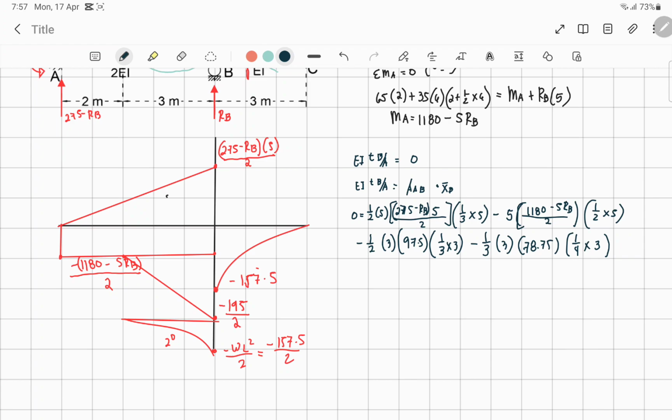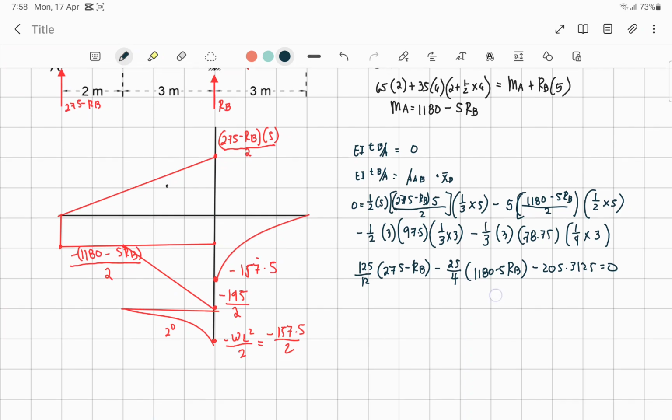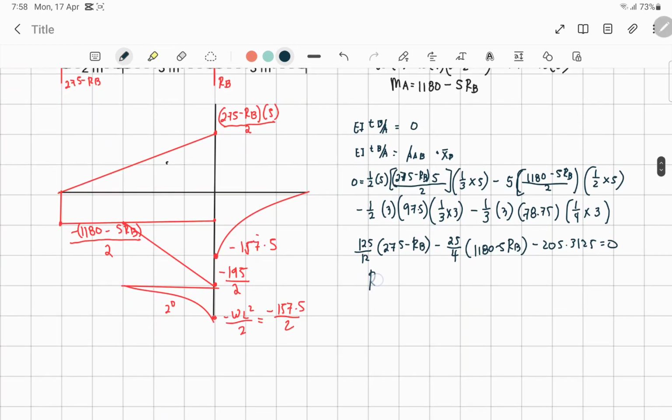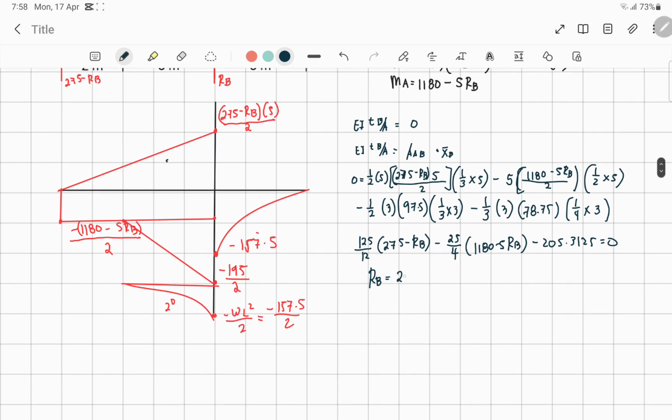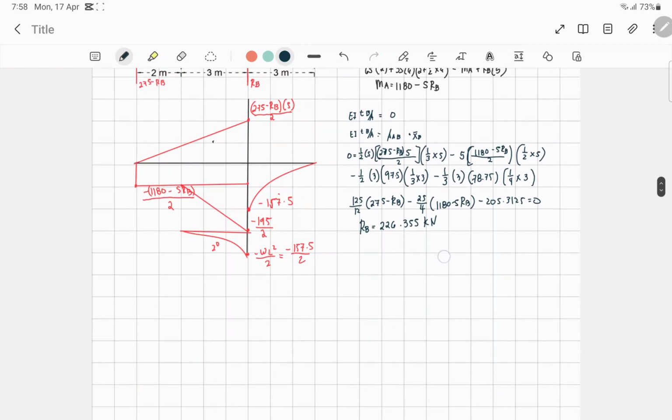And then, okay, yan na. Therefore, kapag sinosolve nyo yan, siguro kaya ba yan ng calcu? I think hindi. So, isi-simplify ko na lang siguro. Okay? So, lalagay ko, wait lang. And so, kapag sinimplify nyo yan, now, yung ating term here is, pwede nating salpak sa calculator. So, isa lang naman na dyan yung variable. Therefore, we can solve for our reaction at B, which is equal to 226.355 kilonewton.